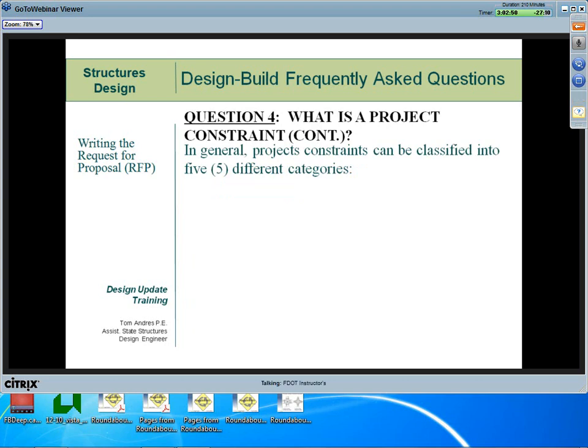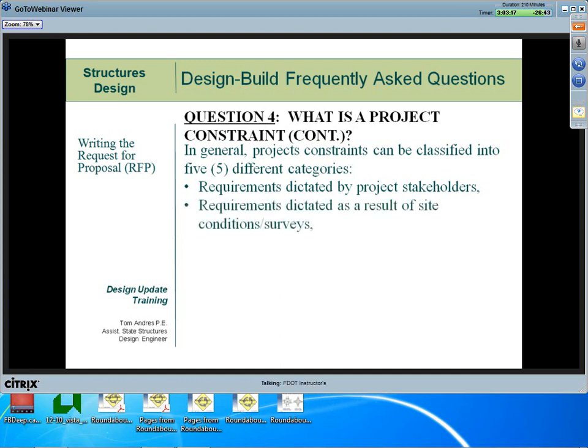In general, project constraints can be classified into 5 different categories. Requirements dictated by project stakeholders. There's a lot of these, but examples include aesthetics, requirements regarding utility owners, requirements regarding airport glide paths and FAA coordination. And a lot of these are adjacent property owners, etc. Other types of constraints are required as a result of site conditions or surveys.